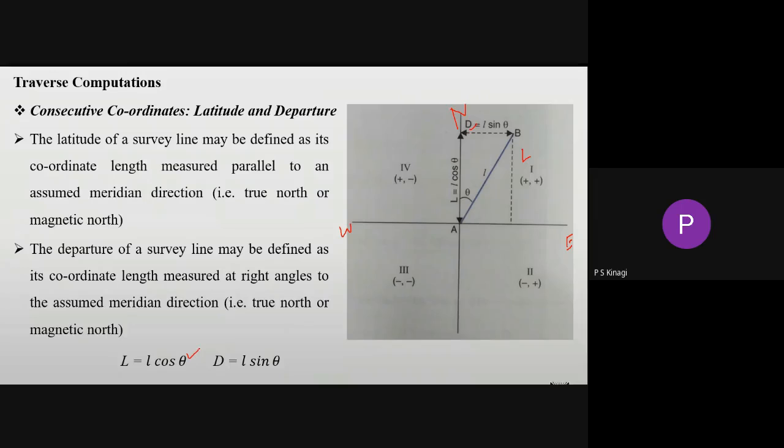So you must remember these two formulas for calculation of latitude and departure: l cos theta for latitude, l sin theta for the departure. Departure is measured along the x-axis and latitude is measured along the north and south direction, or y-axis. It is the same as plotting a graph.